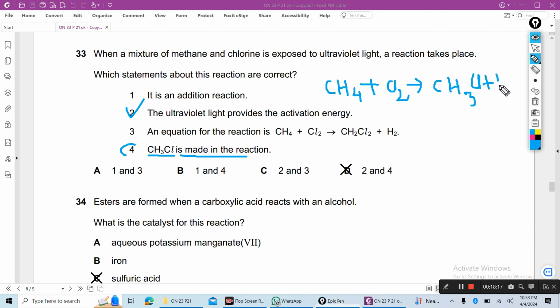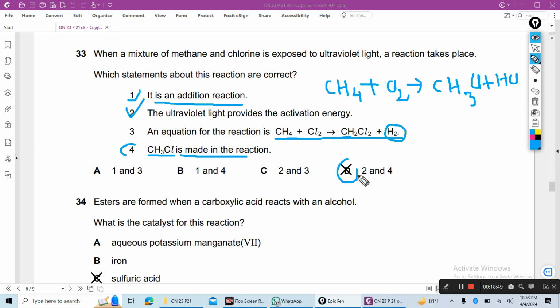So 2 and 4 is the correct answer, answer D. Why? 1 is wrong. It is an addition reaction? No, it is a substitution reaction. And 3 is wrong. Why? An equation for the reaction is this. No, not this reaction. Hydrogen is not prepared, and this is wrong. Here 1 hydrogen will be replaced by 1 chlorine atom. So the answer is D, 2 and 4.